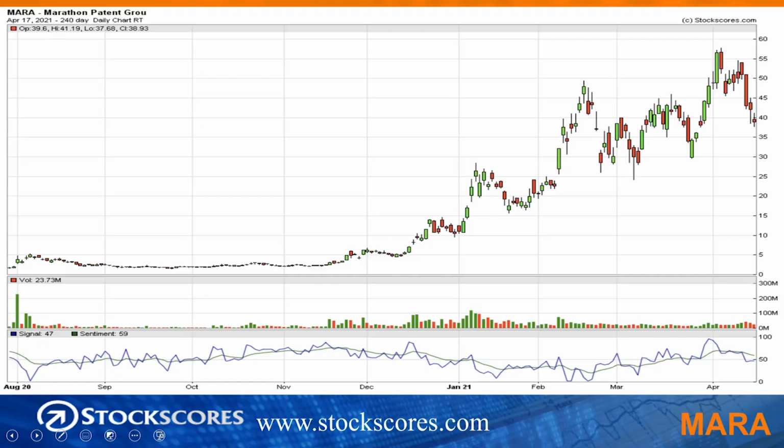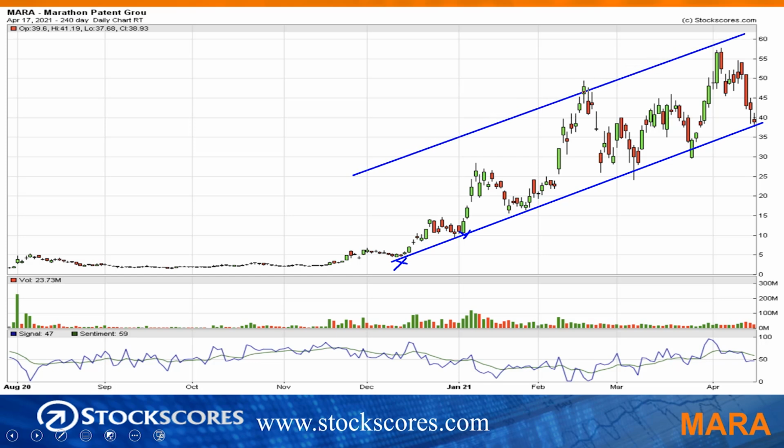So here we have the chart of Marathon. What we need to draw the trend line are a starting point and the first pullback. So we have that there. We then draw a line across them. We can then draw a parallel line across the tops. There's our channel. We had another one sort of like this.